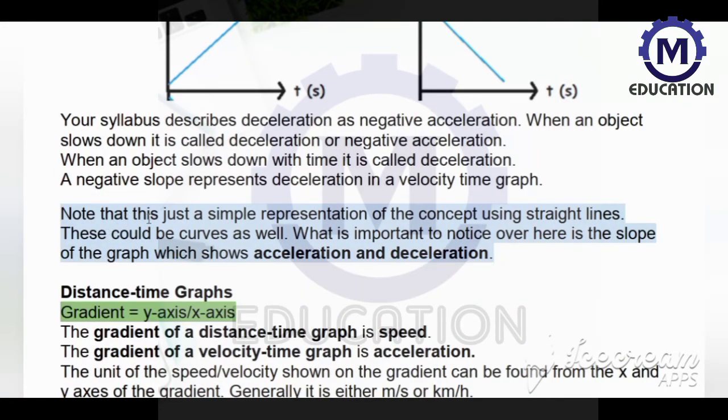Note that this is just a simple representation of the concept using a straight line. Those could be curves as well. What is important to notice over here is the slope of the graph, which shows acceleration and deceleration.